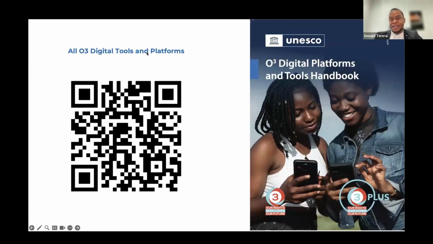So these are 3 examples of digital and low tech that we are using to reach young people directly. But I would like to invite you to scan the QR code on the screen. It will lead you to a handbook, which is a list of all the digital platforms and tools that we are using in the O3 program.